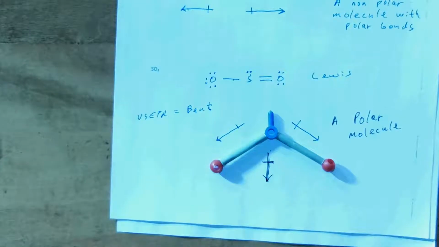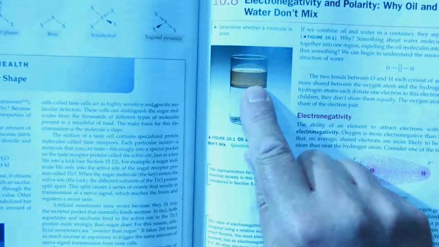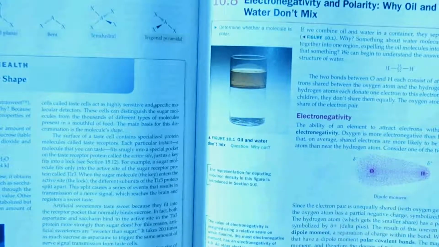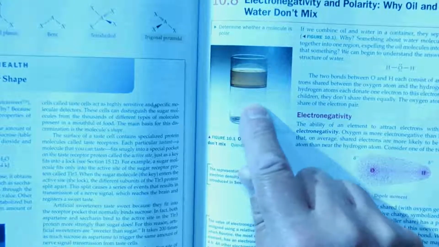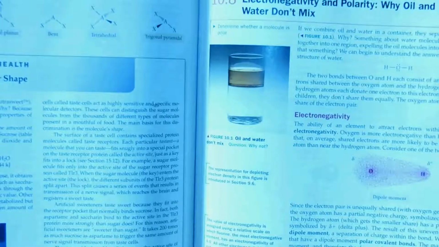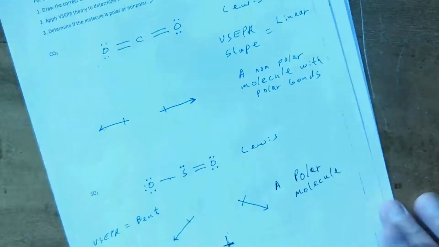Which one would you expect the sulfur dioxide to be more soluble in? Oil or water? Oh, polar things like to dissolve in other polar things. It's more likely to dissolve in the water than the oil. Okay, so those are our first two examples. Let's see, we have three more quick ones to do.